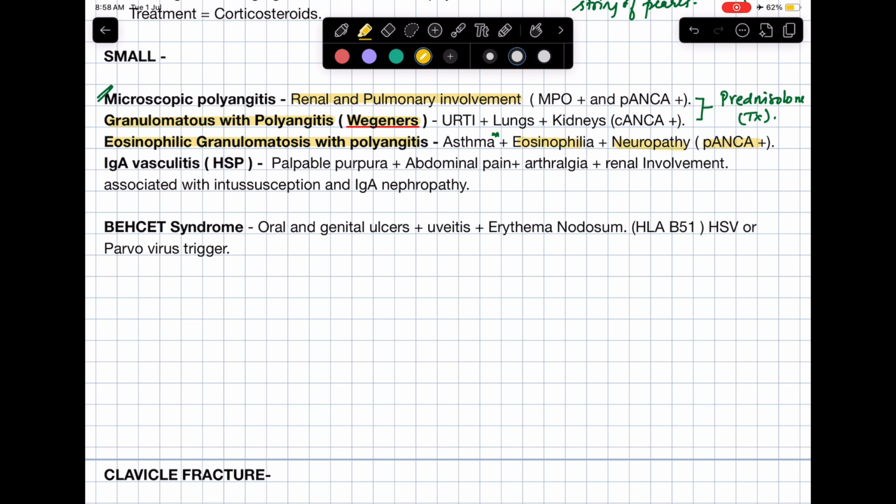And the last one is IgA vasculitis, also known as Henoch-Schönlein purpura. There is a triad for it that is important. There has to be palpable purpura with abdominal pain. Next, renal involvement should be there, and arthritis should be there. For the treatment, we have to make sure that supportive treatment is given as the initial thing and then corticosteroids afterwards. And it has association with intussusception or IgA nephropathy.